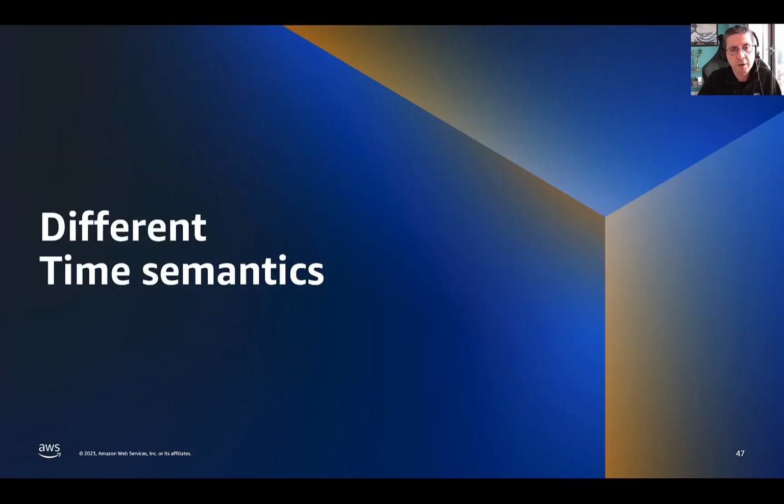But more complex logic often has time as a factor. But the concept of time doesn't have a single definition. Let's see what are the different time semantics or time domains we can use.